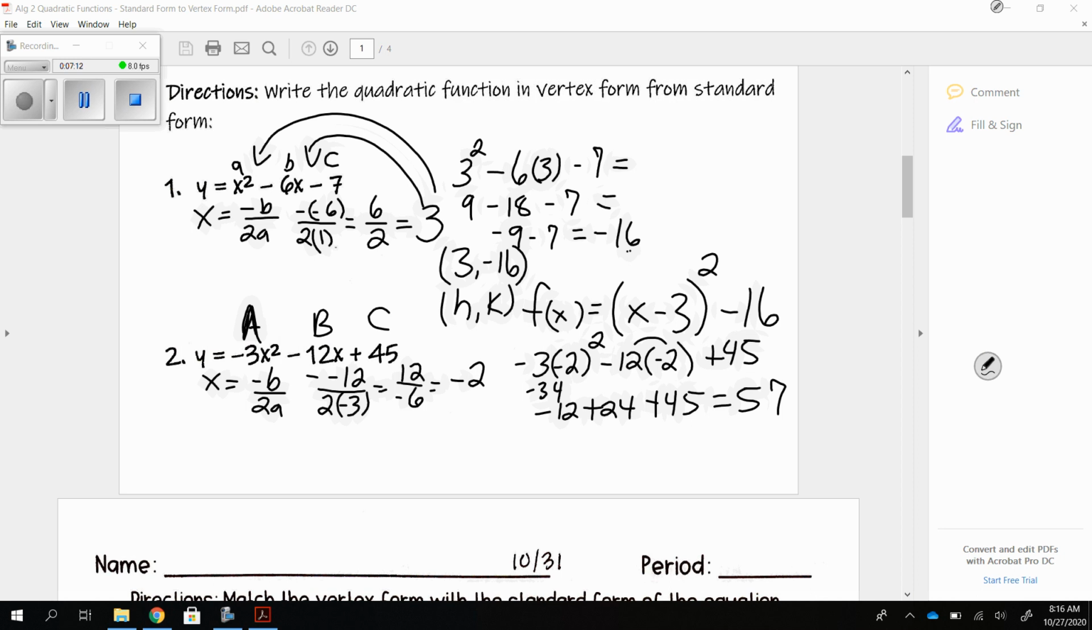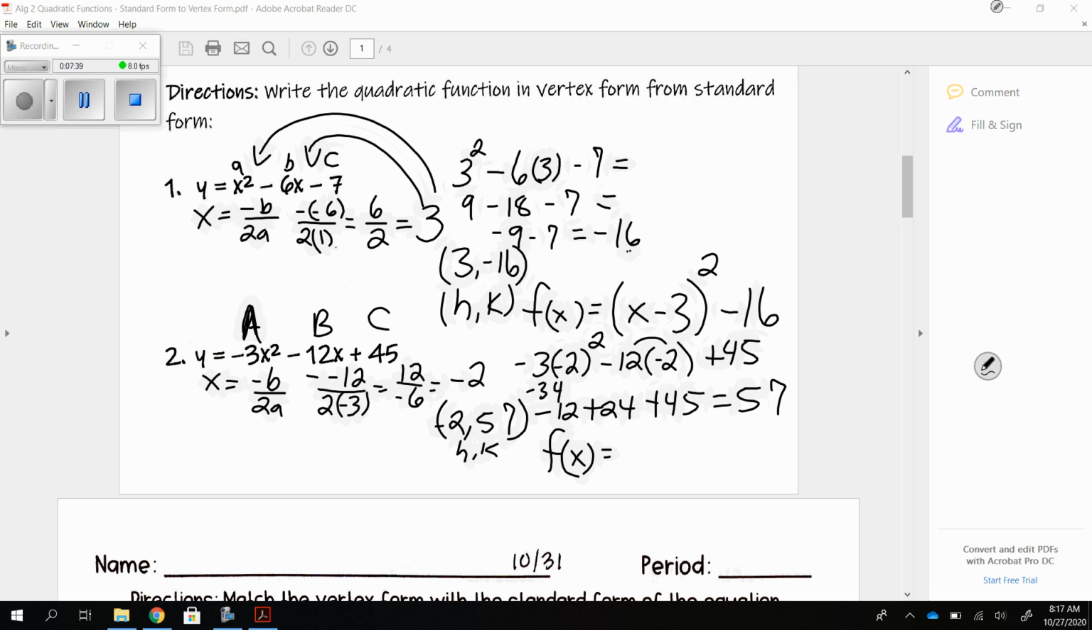So then we know it is negative 2 comma 57. That is our h comma k. Running out of room. But now we're going to start writing in vertex form. Now, before I begin, I want to scroll up. I'm sorry, it's going to be hard to see. I'll have you just scroll up, and I'll read it to you because I have it here.